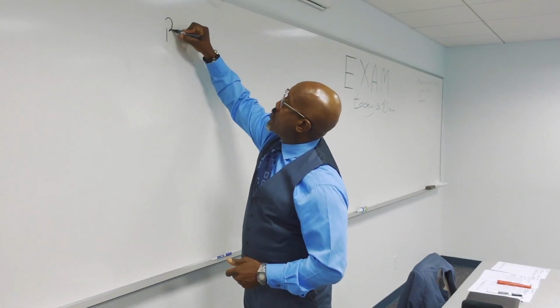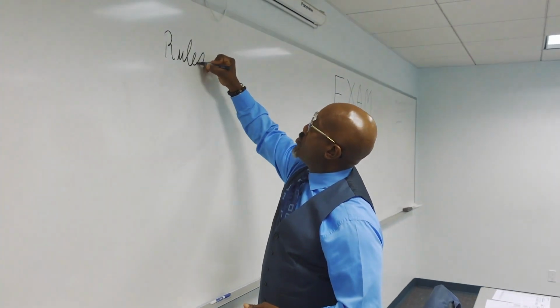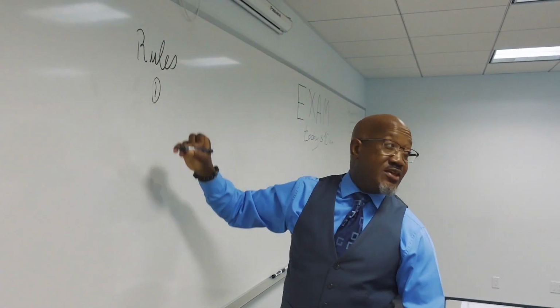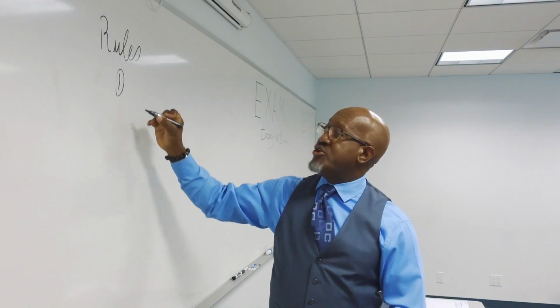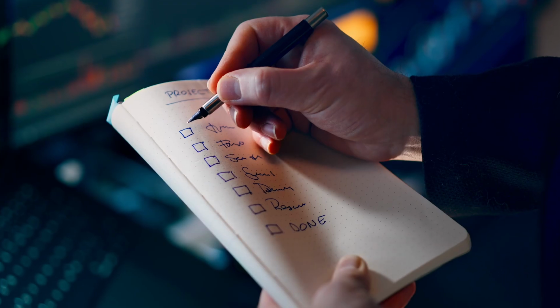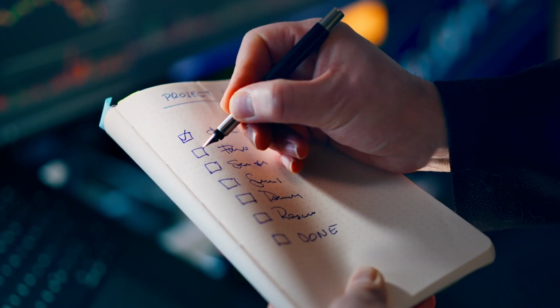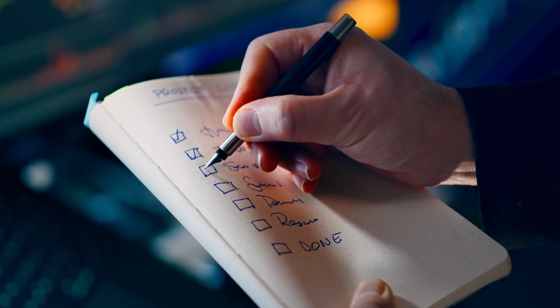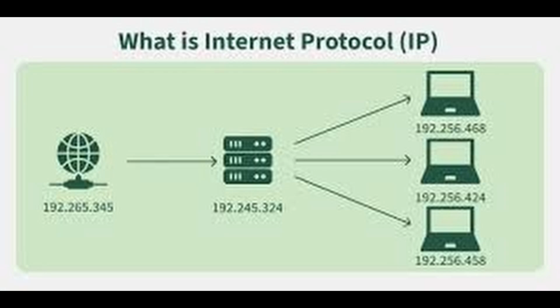For devices to communicate properly, they must follow certain rules. These rules are called protocols. One important protocol is TCP/IP. TCP stands for Transmission Control Protocol. IP stands for Internet Protocol. TCP ensures that all packets arrive correctly and in order. IP handles addressing and routing.